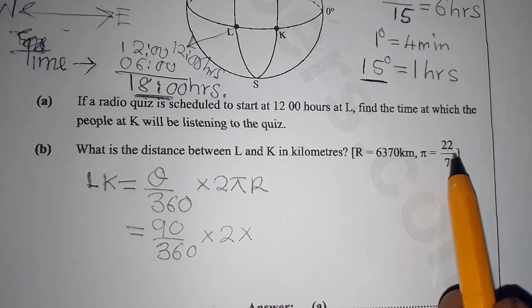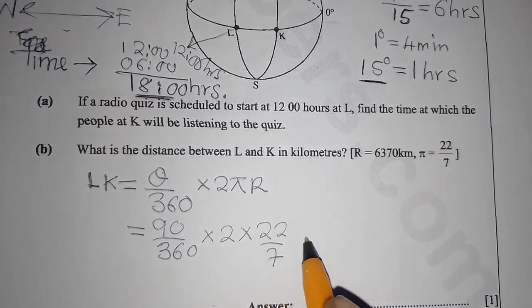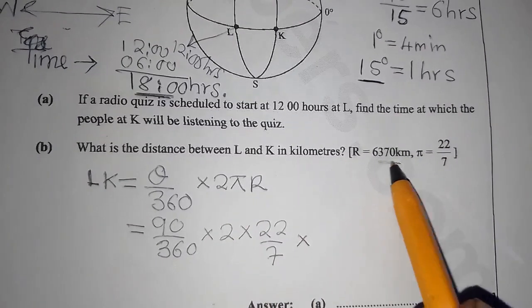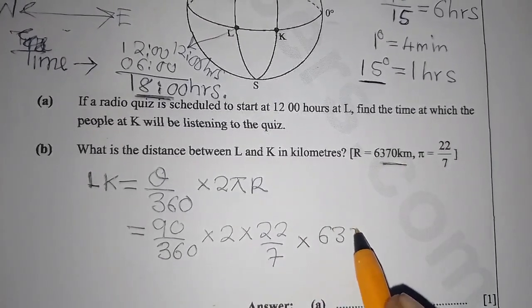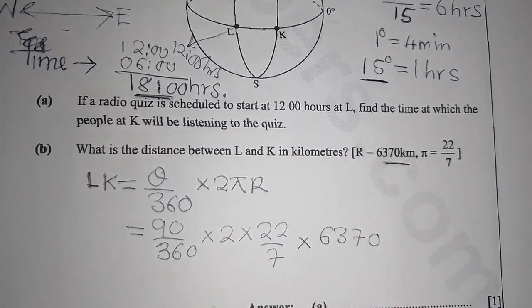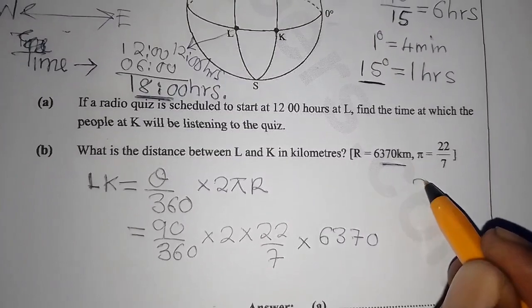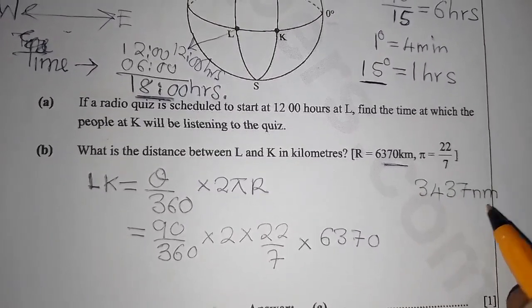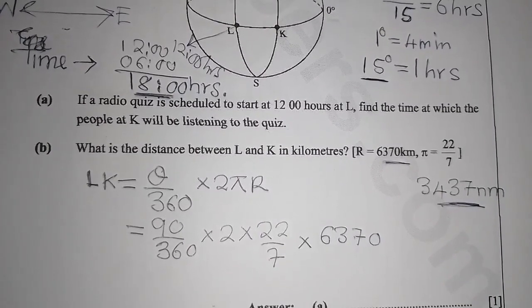You are told that you use this pi. The pi is 22 over 7 times, have you seen, the radius we are given here. So it is what? 6370. This is the radius you are going to use. If it was in nautical miles, we say 3437. This is the radius of the earth in nautical miles.